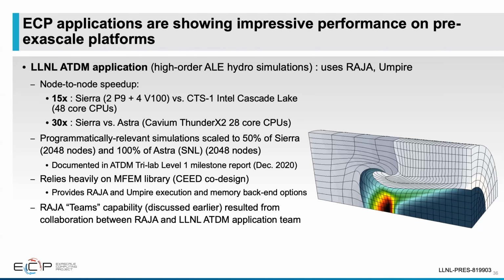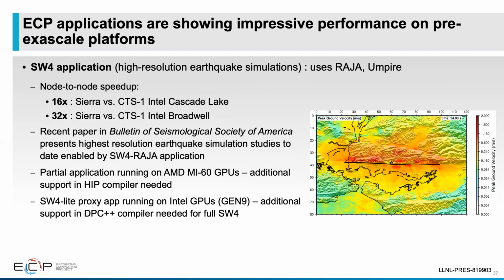So a second example of an ECP application is SW4, right? SW4 is used for high resolution earthquake simulations, and this is a code that uses RAJA and Umpire. They've been able to achieve 16 and 32x speedups on Sierra compared to commodity systems. Their work has been highlighted in the Bulletin of the Seismological Society of America. And this code is on track for running on AMD and Intel GPUs.